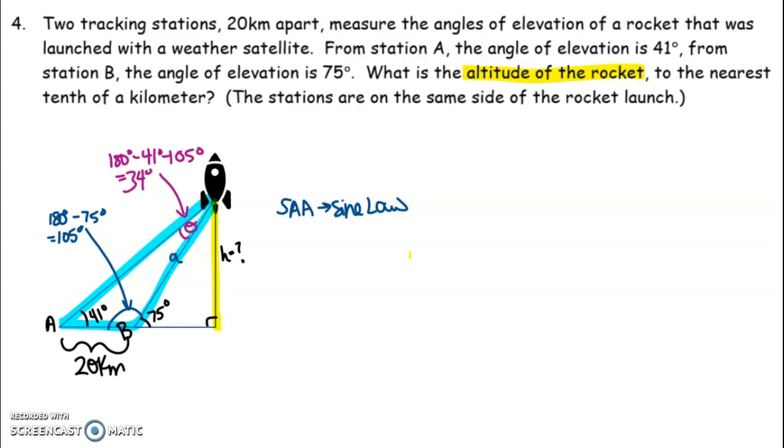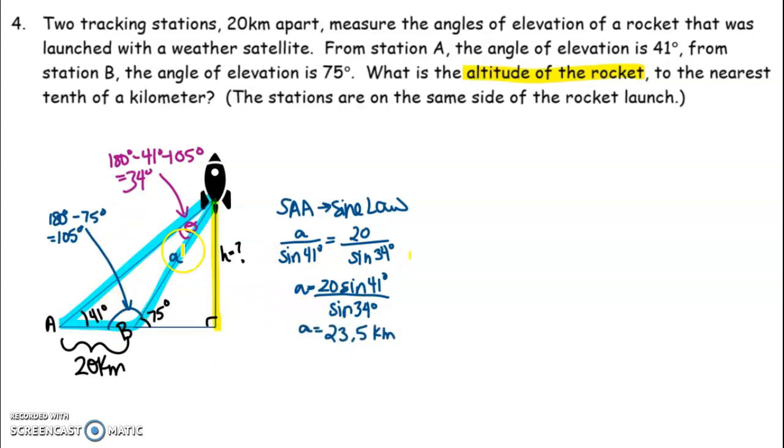Okay, so from here, I labeled this side A just to set up my sine law appropriately. So I've got side length A divided by sine of 41 degrees equals 20, which is what we know, divided by the sine of theta, or the sine of 34. I can go ahead, rearrange my equation, and isolate for A, and my A value happens to be 23.5 kilometers. So if this side length is 23.5 kilometers, then I can look at my right-hand triangle, which doesn't have a lot of information until now.